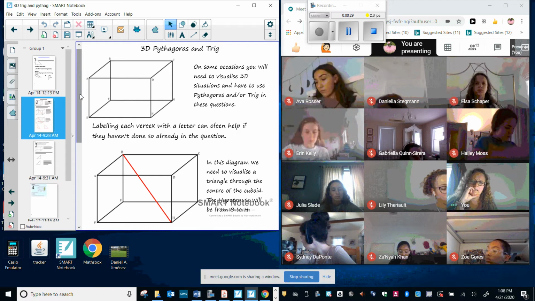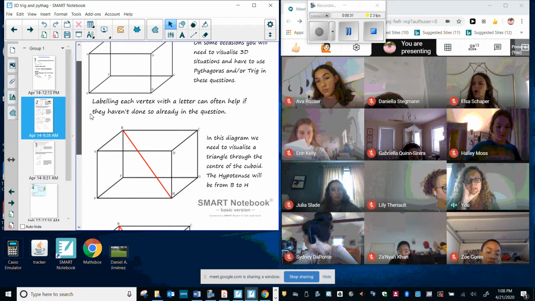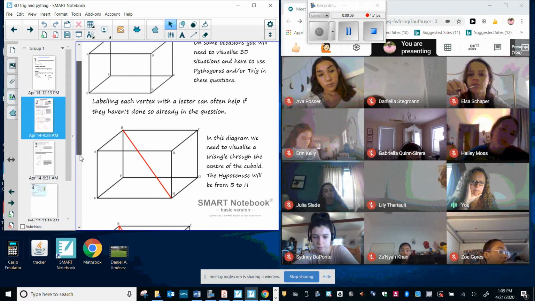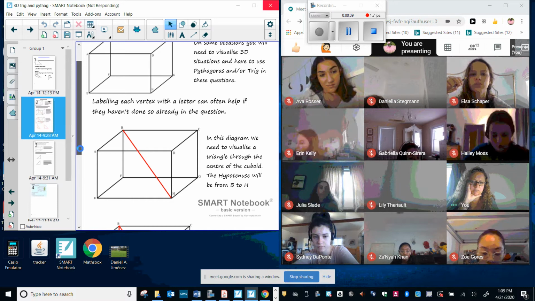Okay, excuse me. So when they're going through the box, even though they don't look it, they're going to be a right angle triangle. Okay, do we remember we talked about this?